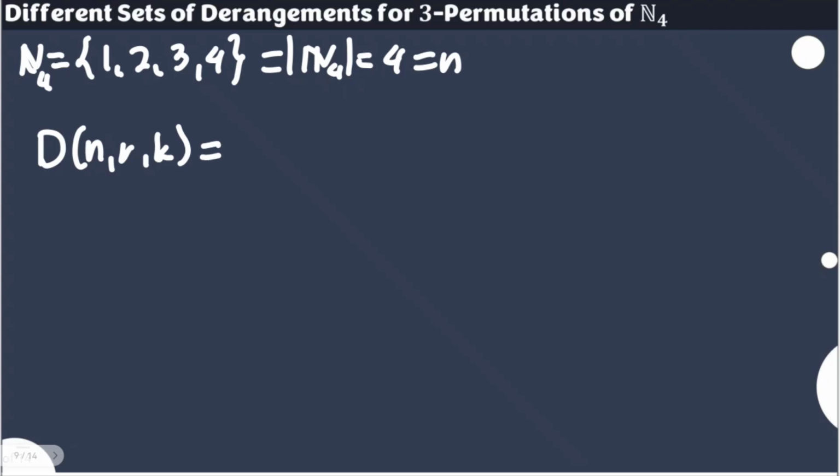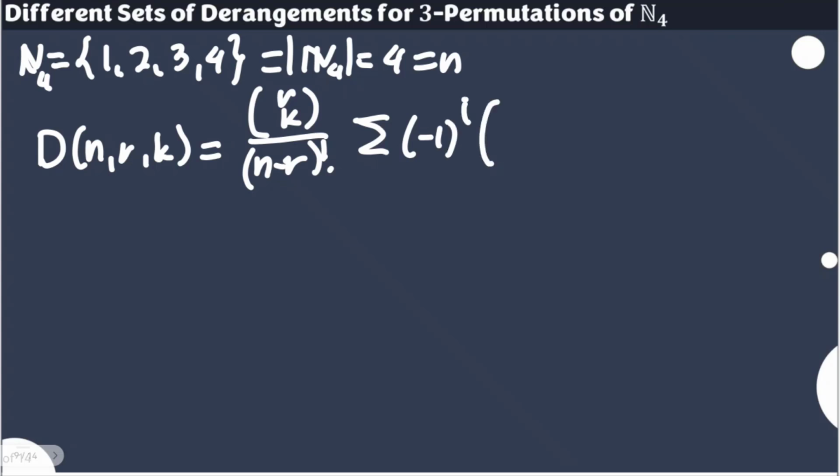We'll have here R combination K over N minus R factorial times the summation of -1 raised to I, R minus K combination I, N minus K minus I factorial, where I starts from 0 to R minus K. Say, for example, you would like to identify the number of derangements, meaning there's no fixed point, so 0 fixed points. So we're going to look for a number of N, R, and K.